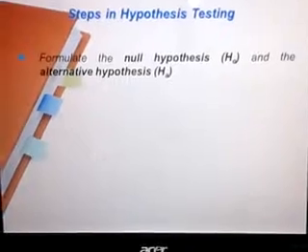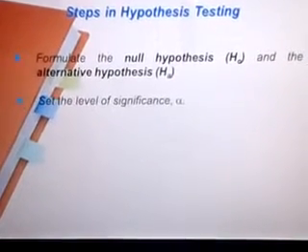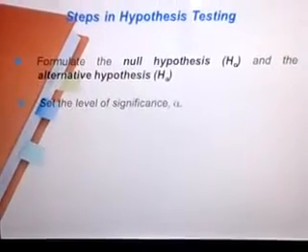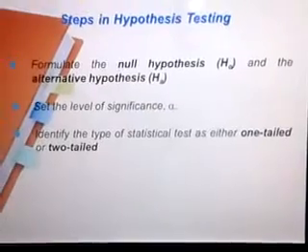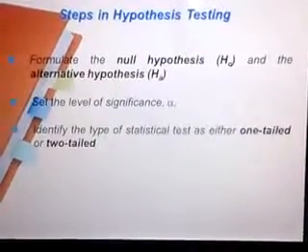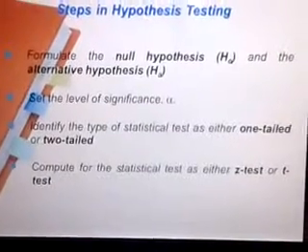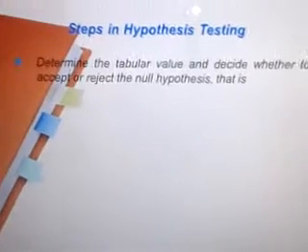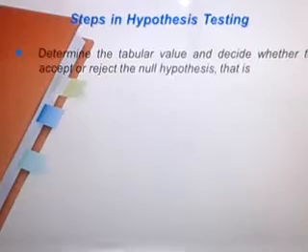So we have the steps in hypothesis testing. First, we have to formulate the null hypothesis and the alternative hypothesis. Secondly, set the level of significance. Third, identify the type of statistical test as either one-tailed or two-tailed. Then compute for the statistical test as either Z-test or T-test. And then determine the tabular value and decide whether to accept or reject the null hypothesis.